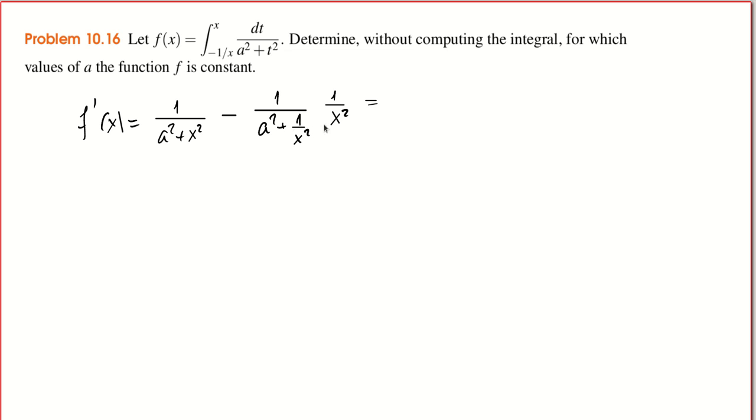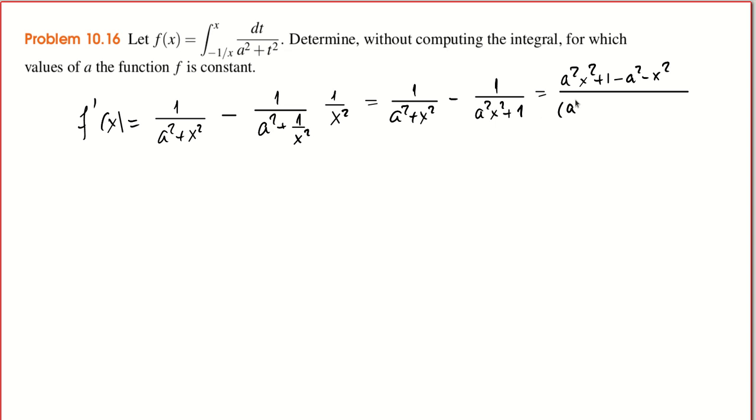Okay, if we multiply x squared by this denominator, what we have is 1 over a squared plus x squared minus 1 over a squared x squared plus 1, right? And if we cross multiply here, we have a squared x squared plus 1 minus a squared minus x squared, divided by the two factors, a squared plus x squared and a squared x squared plus 1. We don't care about these factors in the denominator because they are always positive regardless of the value of a, so we have to focus on the numerator and decide when it is going to be 0 or not, right?